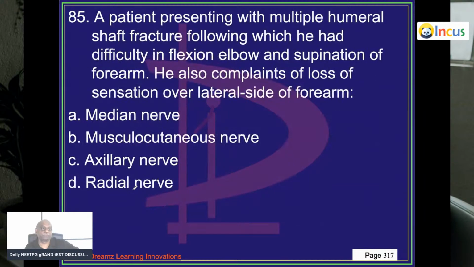A patient presenting with multiple humeral shaft fractures has difficulty in flexion of elbow and supination of the forearm. Beautiful question. My favorite question.